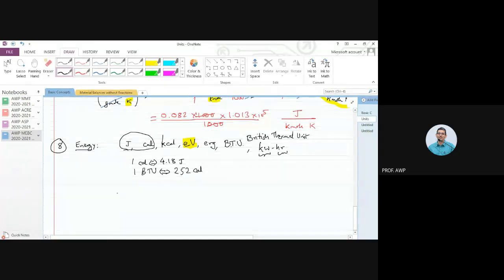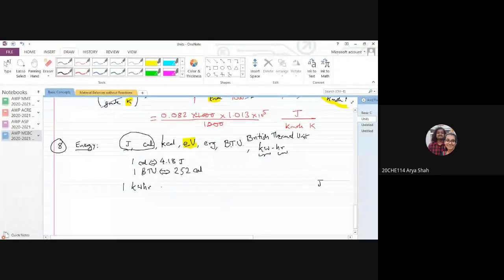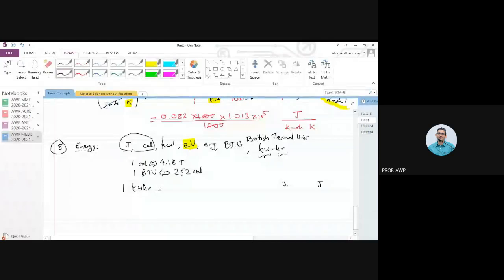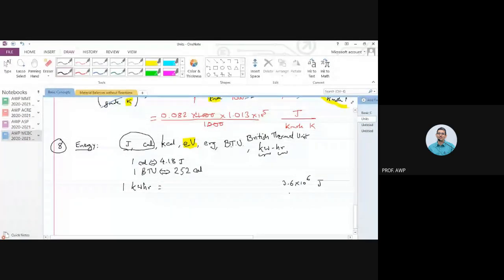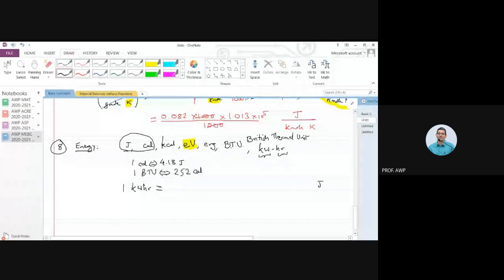Okay, kilowatt hour. 1 kilowatt hour is how many joules? One answer is 3.6 into 10 raised to 6. Anybody else? We don't need to remember. We can just convert. 1 kilowatt hour is same as 1000 watt hours.